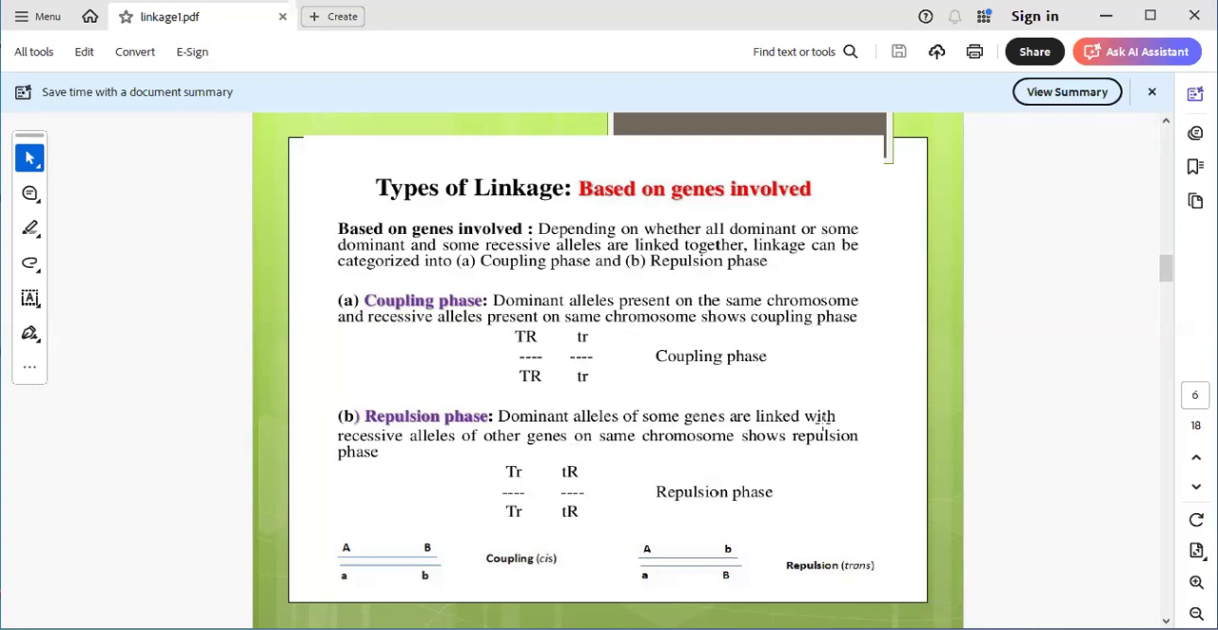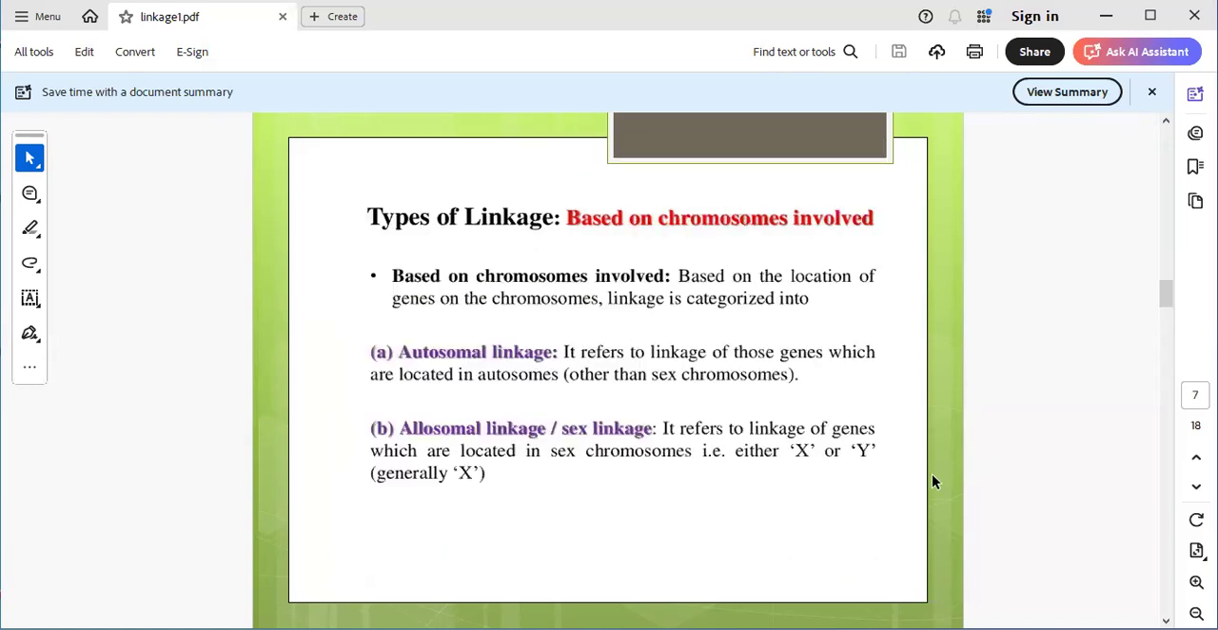The linkage phenomena is explained by these two terms, coupling phase and repulsion phase. Repulsion phase is nothing but the two linked genes are in trans position. In coupling phase, the two linked genes are in cis position. Cis అంటే two dominant genes ఒక parent నుంచి వస్తాయి. Repulsion phase అంటే two dominant genes different parents, two parents నుంచి వస్తాయి. So that indicates types of linkage based on the genes involved. Okay, next.